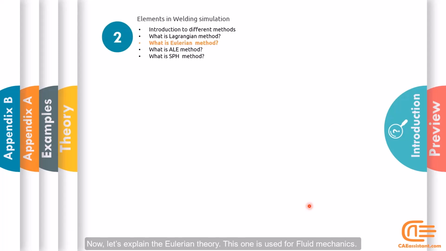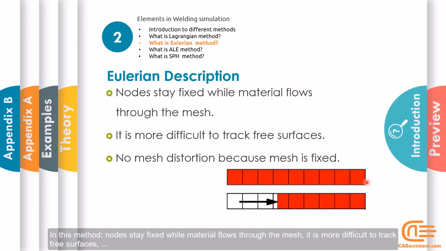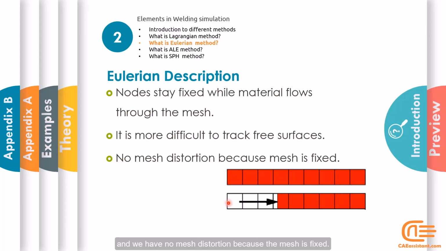Now let's explain the Eulerian theory. This one is used for fluid mechanics. In this method, nodes stay fixed while material flows through the mesh. It is more difficult to track free surfaces. And we have no mesh distortion because the mesh is fixed.